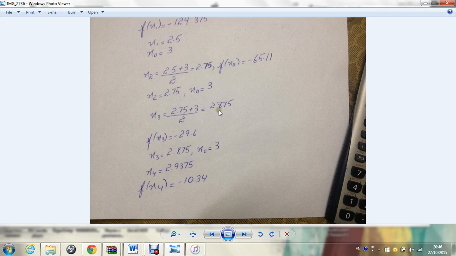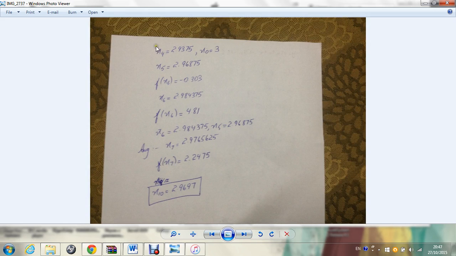And 2.875, if put into the equation, we will get minus 29.6. Again we got a negative value, so we will use x0 and 2.875 again until we get a positive value. Now we will take the average of 2.875 and 3. x4 is 2.9375 by taking the average of these two values, x3 and x0. Now we put this in the equation, we will get minus 10.34.